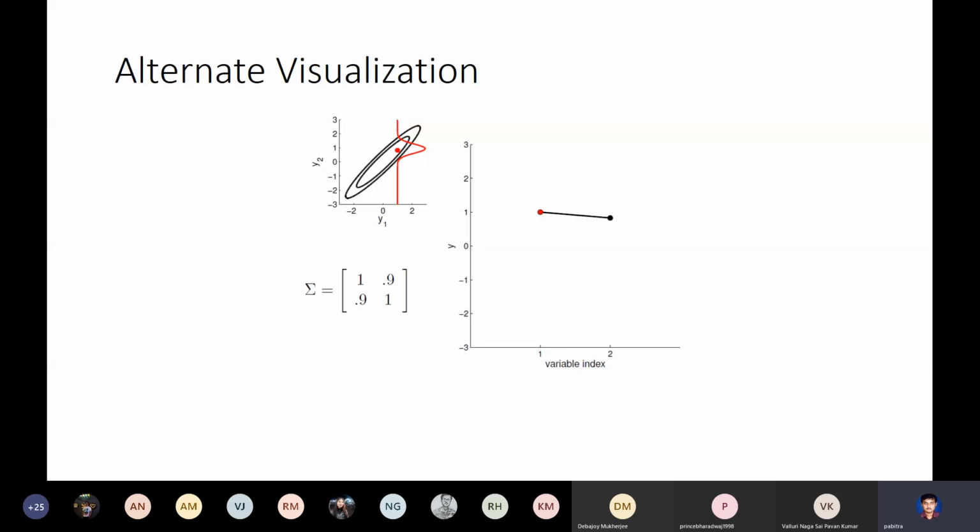We can do one more thing also. We can do the conditional. That means one of the variables, let's say y1, I don't allow it to move, and I fix its value, let's say to y1 equal to 1. I fix the value of y1 equal to 1. I marked it by red.